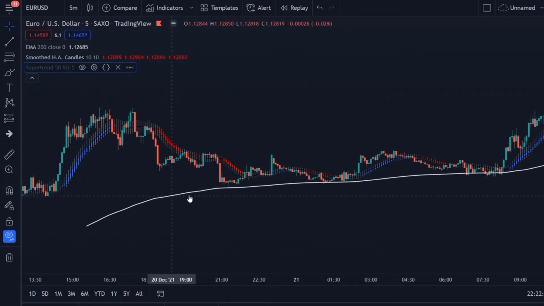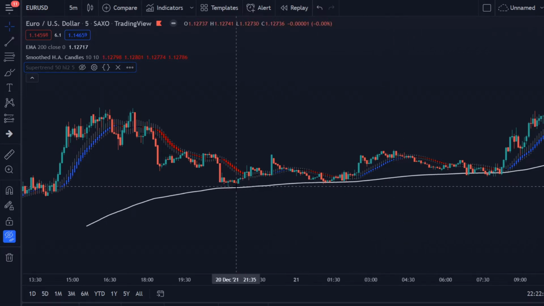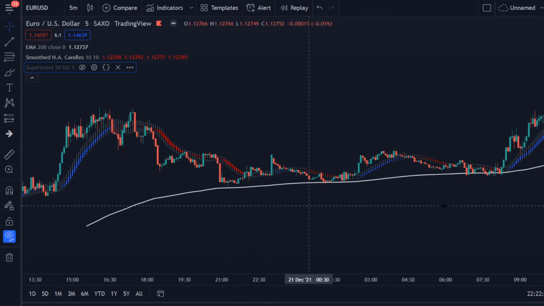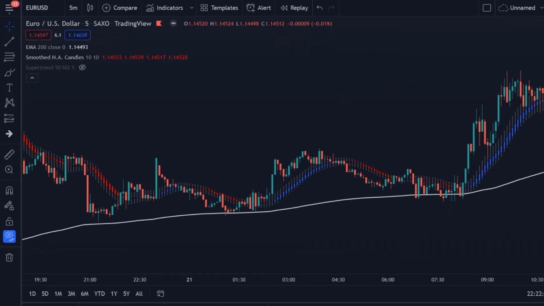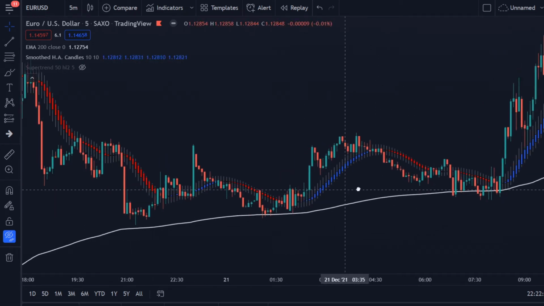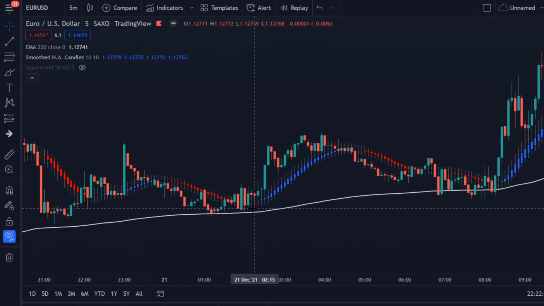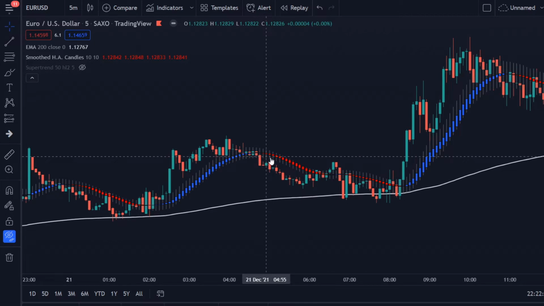And as you can see, now we have 3 indicators displayed: the 200 exponential moving average for the long-term trend. We have the smoothed Heikin Ashi candles, and that also identifies a trend switch. And as you can see, it's really clear what the trend is. When we see blue candles, it means we're going to the upside. When we see red candles, it shows more bearish moves.